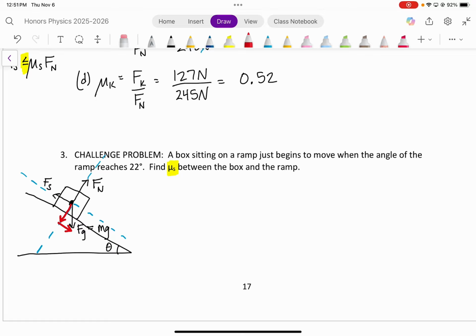So now I'm going to go ahead and label these. So this is mg times cosine of theta. And this vector is mg times the sine of theta.